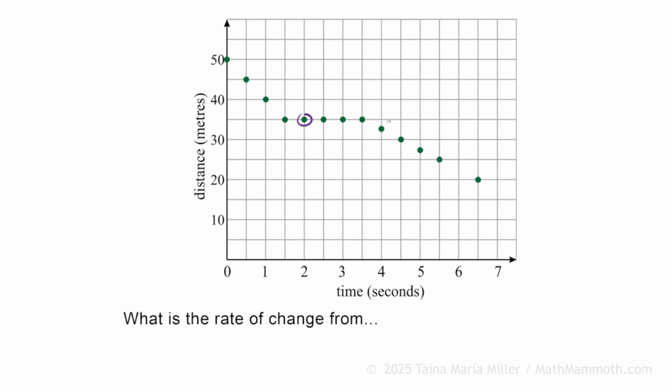But from 2 to 4 seconds, we would look at those two dots, and the distance changes by, okay, it is here, 35, here, maybe 32.5. So the distance changed by 2.5 meters. And the time was from 2 to 4, 2 seconds. This is minus 1.25 meters per second.